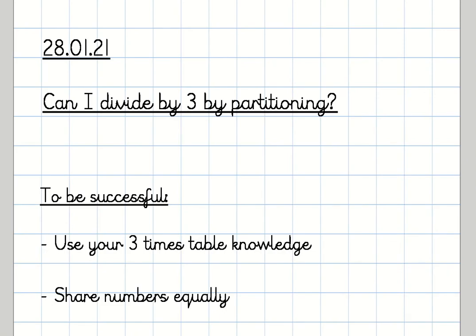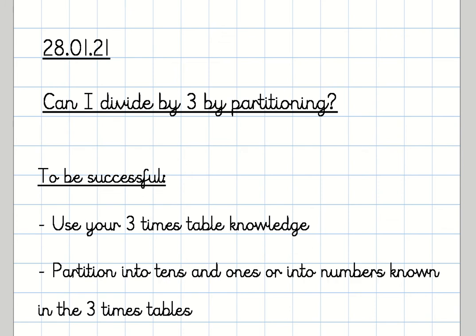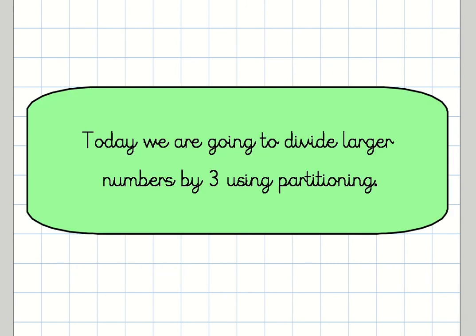So today we're going to be answering the question, can I divide by 3 by partitioning? And to be successful today, you need to use your 3 times table knowledge and partition into tens and ones or into numbers known in the 3 times tables. And that's going to become a bit clearer as the lesson goes on. So today we are going to be dividing larger numbers by 3 using partitioning.